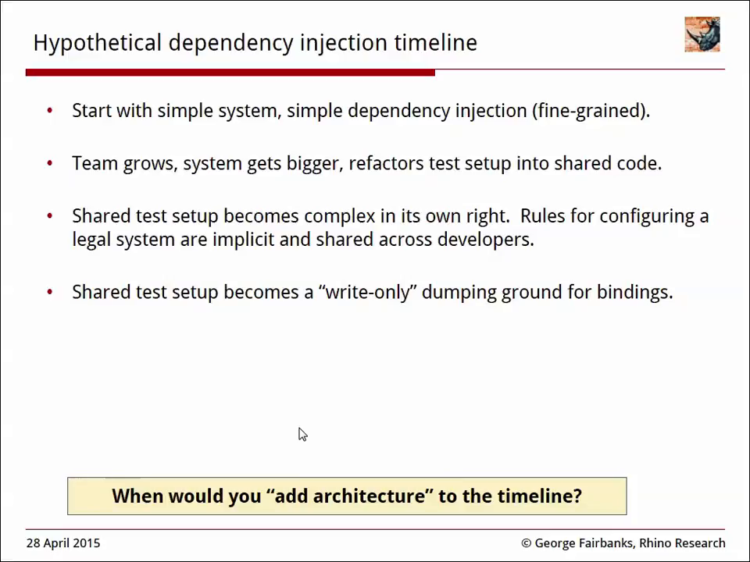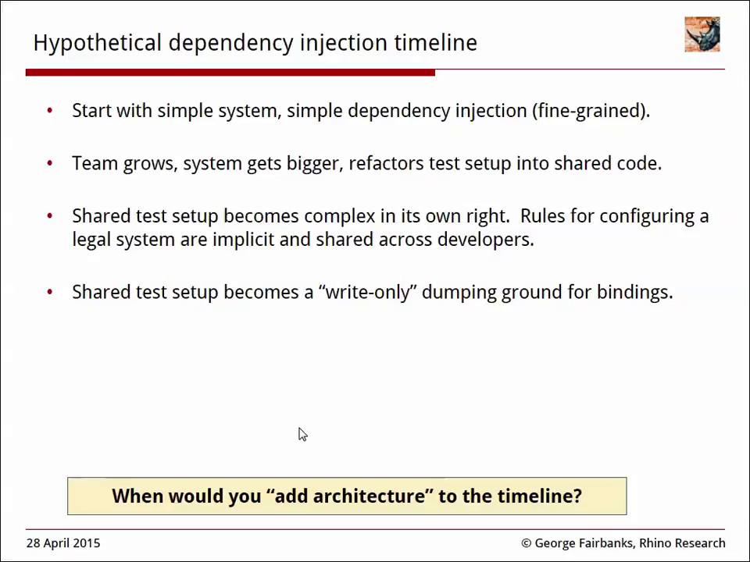So let me give you a hypothetical timeline of how a project might evolve using modern iterative software development. We start with a simple system where we've got simple dependency injection at the class level. And we make a little system and we get it working, and the team grows and the system gets bigger, and we refactor the setup code into a shared method like we saw in the introductory example. And then that shared test setup becomes complicated in its own right, and it gets big, and it's a dumping ground, and everyone's putting bindings in there every day. And the rules for making a legal system, it's hard for any one person to keep in their head because there's so much work going on in different places.